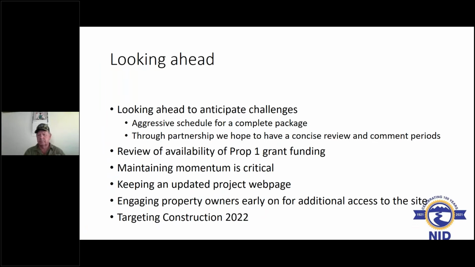Overall, for all our projects, we tend to keep an updated project web page. We'll definitely continue that with the Hemphill Diversion Project. We'll have to make sure that we engage with property owners early on for additional access to the site. Right now, we just have access that's through the north, so we're looking to pursue access from the south in order to help us with construction. And the big one is that we're targeting construction for next year, 2022.